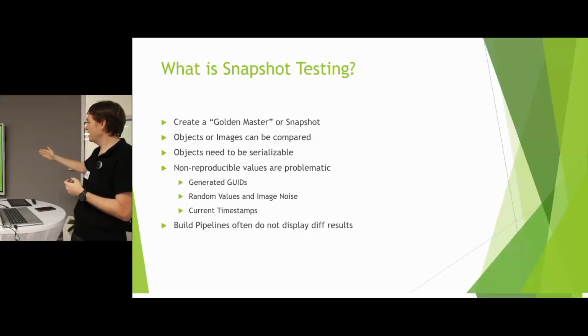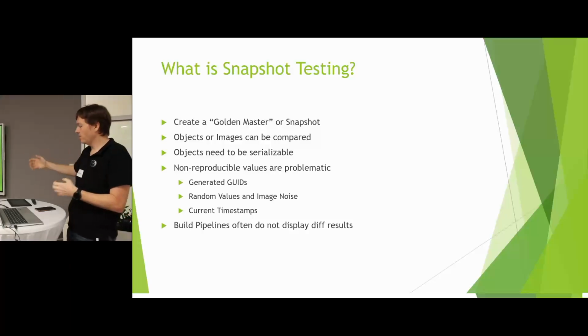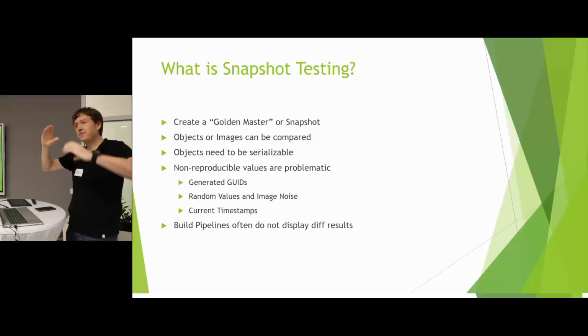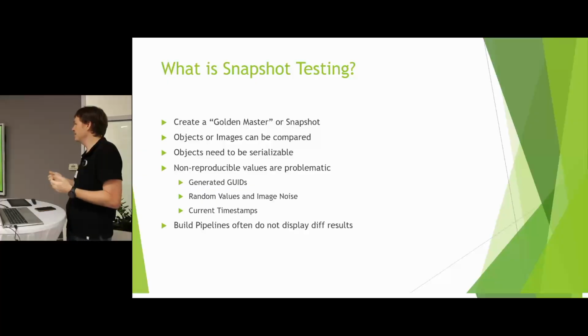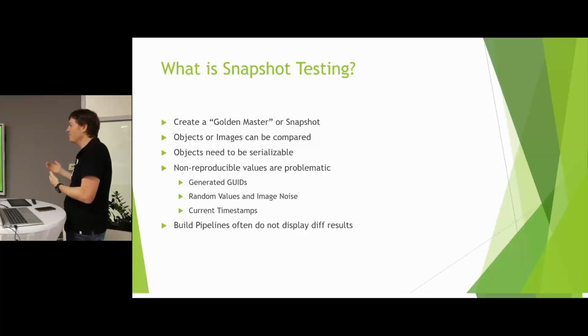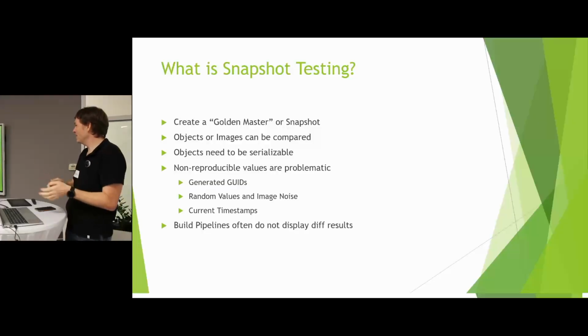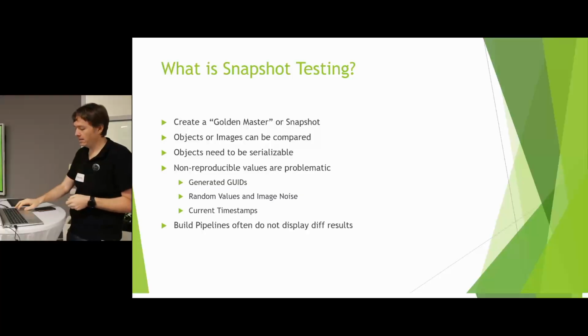Another kind of difficulty can be that build pipelines don't really show those diffs very well, especially for images. How do you display in an Azure build pipeline that two images are not the same? You can easily view that locally, but sometimes it can be difficult to visualize that in a text-only pipeline.